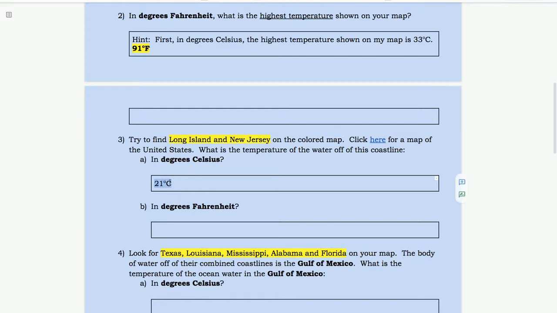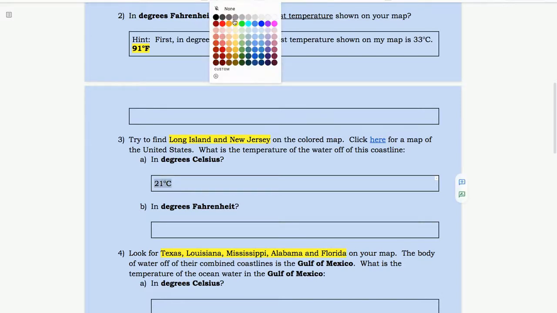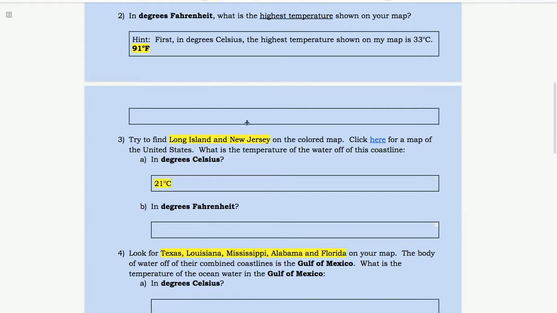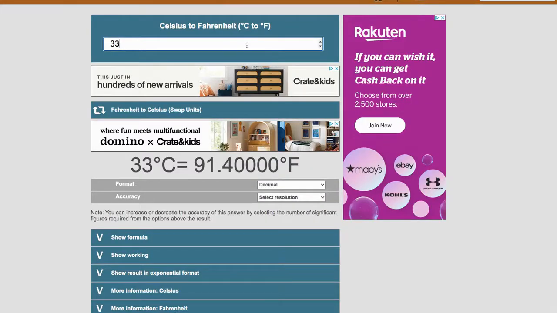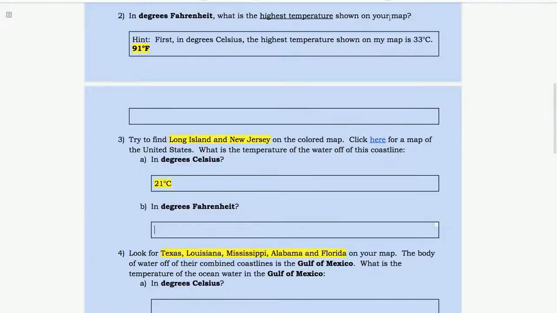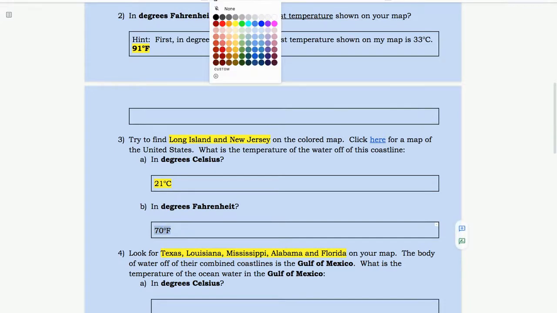And we'll highlight our answer so that it really stands out. So then we need to find this in degrees Fahrenheit. So let's go to our temperature converter, and 69.8 degrees Fahrenheit. So that's about 70 degrees Fahrenheit. So 70, and then Control-Period, O, Control-Period to get my cursor back. So that's 70 degrees Fahrenheit.